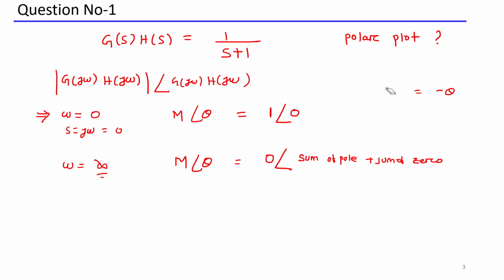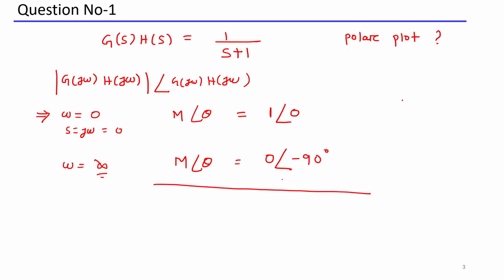Suppose for one pole, I am taking minus because the pole will be in the denominator. So if you go to the top, that angle will be minus 90. So for one pole you consider minus 90, for one zero you consider plus 90. Now tell me, no zero is there, so one pole is there. So the total angle is minus 90, right?